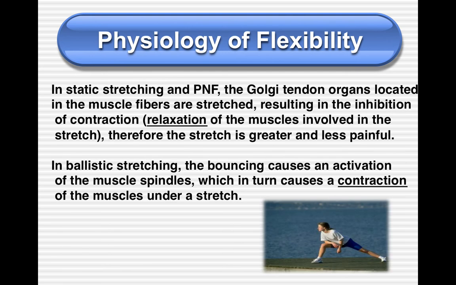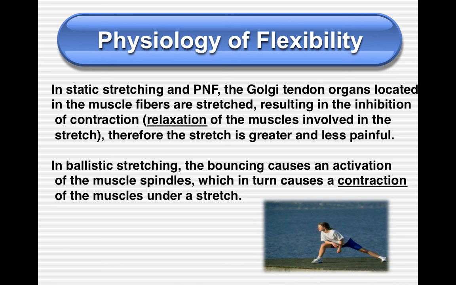During static and PNF stretching, the Golgi tendon units, which are proprioceptors in the muscle, are stretched. This allows the muscle fibers to relax. This is called inhibition of contraction. During ballistic stretching, the bouncing movements cause the muscle spindles to activate, which in turn causes the muscles to contract.